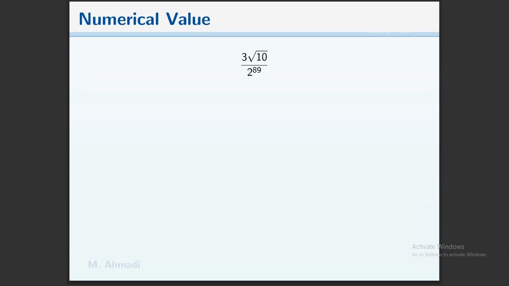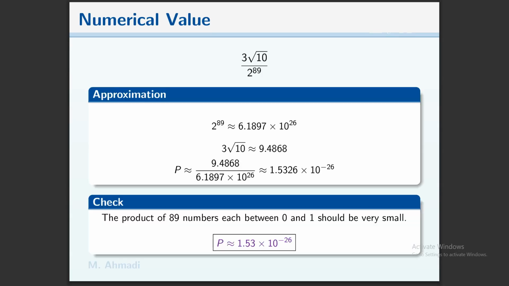Also, we can calculate the numerical value of these results. 3√10 divided by 2^89 is equal to, we know, you can see that 2^89 is approximately equal to 6.1897 multiplied by 10^26. And we know that 3√10 is equal to 9.4868, so the product is approximately equal to 9.4868 divided by 6.1897 multiplied by 10^26, which is approximately equal to 1.5326 multiplied by 10^−26.